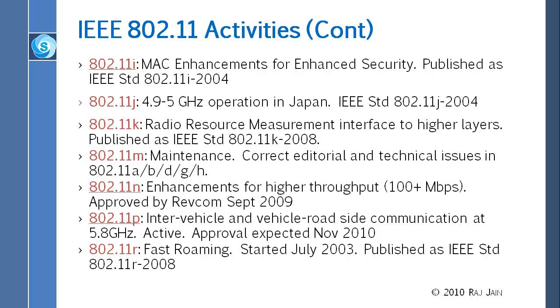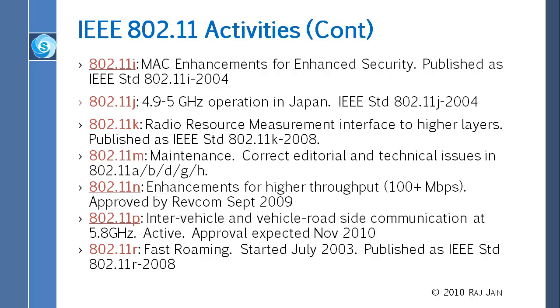J is for Japan. K is radio resource measurement. M is for maintenance. N is the next one, which is higher throughput. This is the 11N. We will talk more about that. 11P is another famous one, which is for inter-vehicle and vehicular roadside communication. So they are developing an extension of Wi-Fi for cars.